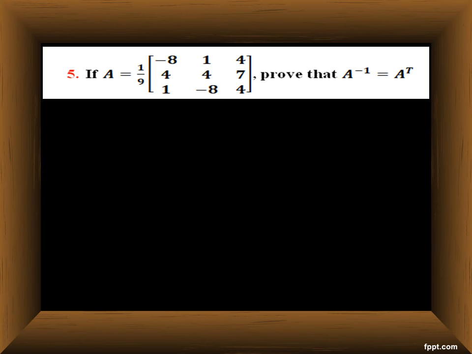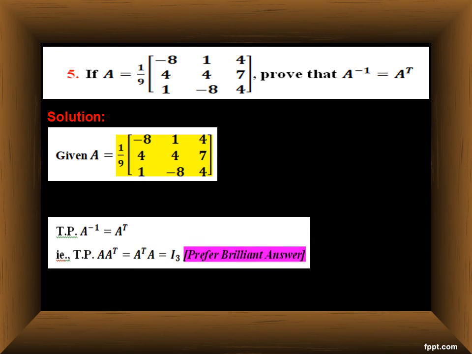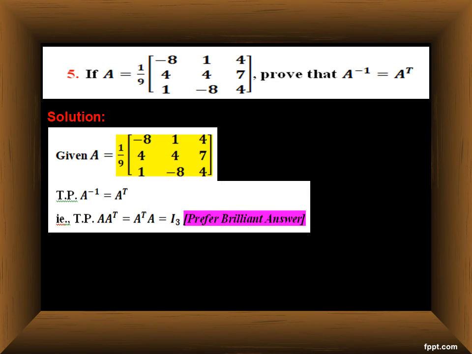I told you that using the definition method is a brilliant method, so here I try the brilliant method. It is your choice; you can prove in any way. Let us see the solution. Given A equal to 1 by 9 into the matrix minus 8, 1, 4, 4, 4, 7, 1, minus 8, 4. Now we need to prove A inverse equal to A transpose, that is, to prove A A transpose equal to A transpose A equal to I3.